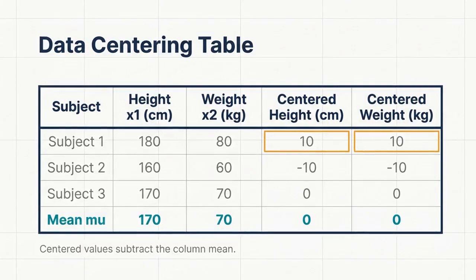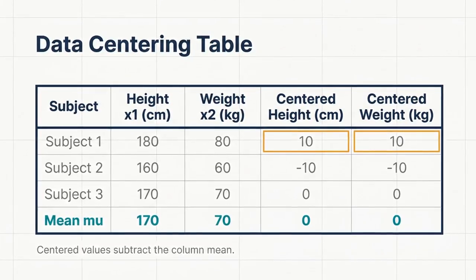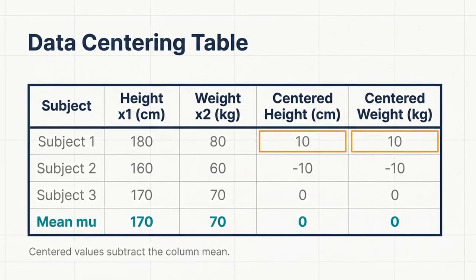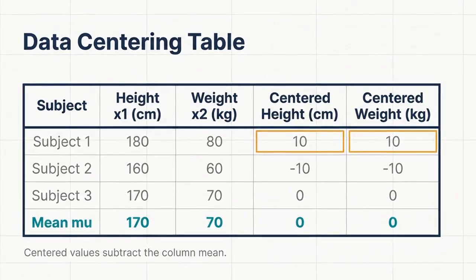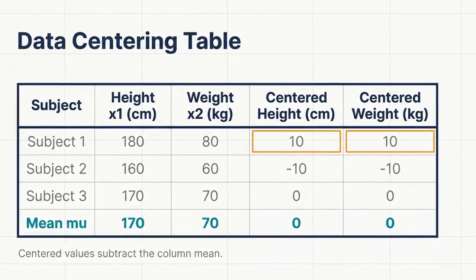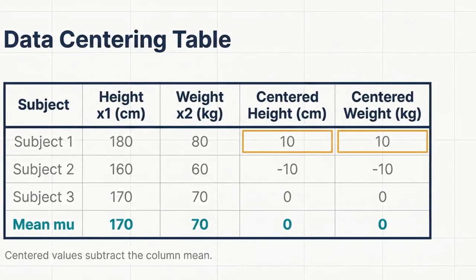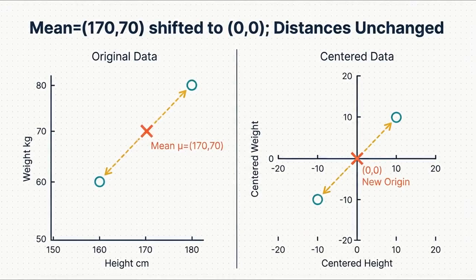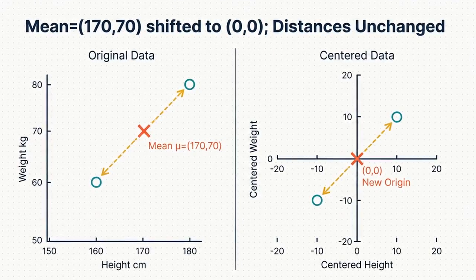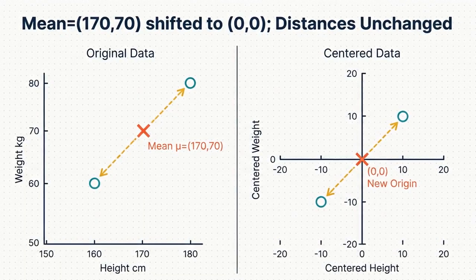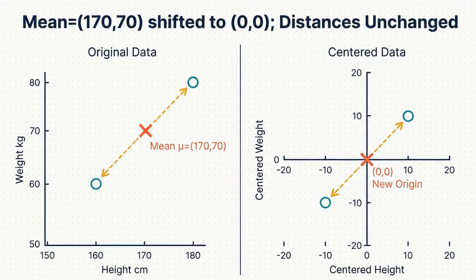Subject 2 has a height of 160 centimeters, a weight of 60 kilograms, a centered height of negative 10 centimeters, and a centered weight of negative 10 kilograms. Subject 3 has a height of 170 centimeters, a weight of 70 kilograms, a centered height of 0 centimeters, and a centered weight of 0 kilograms. The mean height of our subjects is 170 centimeters, and the mean weight is 70 kilograms, which gives a centered mean height of 0 centimeters and a centered mean weight of 0 kilograms.